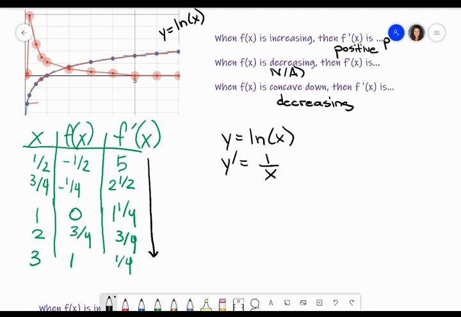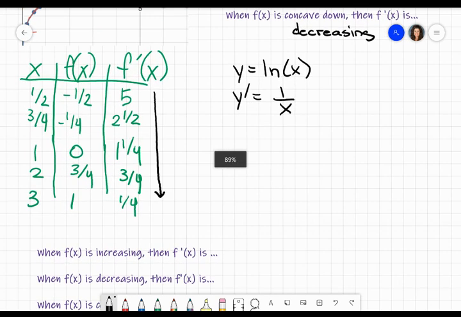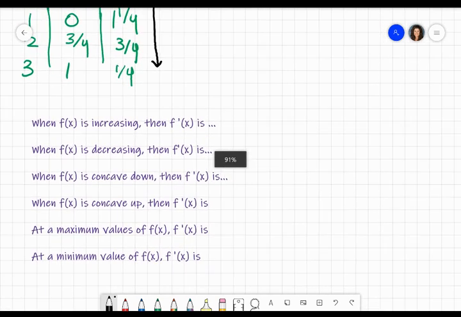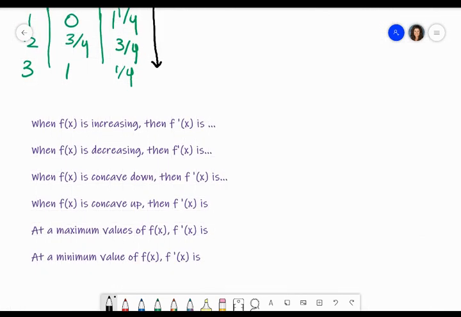Okay. Now, can we make some conjectures as to what is happening? So in every example we looked at, when f of x was increasing, what did you notice about f prime? When f of x is decreasing, what did you notice about f prime? When f of x was concave up, what did you notice about the derivative? Oh, I said up, I meant down. When f of x was concave up, what did you notice about the derivative?